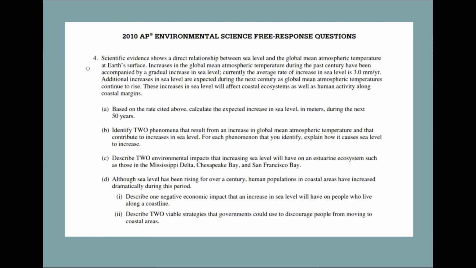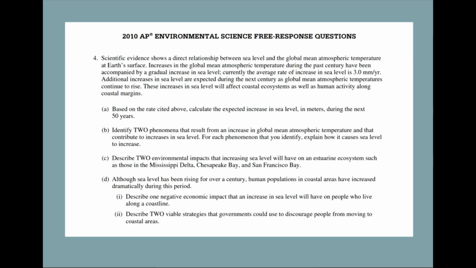open-ended. So number 4 states, scientific evidence shows a direct relationship between sea level and the global mean atmospheric temperature at Earth's surface. Increases in the global mean atmospheric temperature during the past century have been accompanied by a gradual increase in sea level. Currently, the average rate of increase in sea level is 3 millimeters per year. Additional increases in sea level are expected during the next century as global mean atmospheric temperatures continue to rise. These increases in sea level will affect coastal ecosystems as well as human activity along coastal margins.